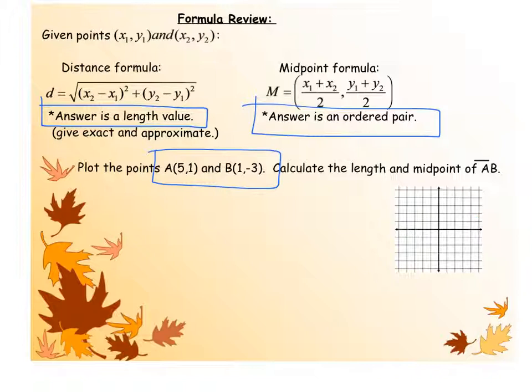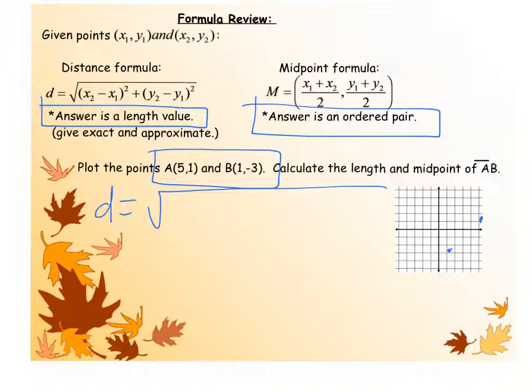I am very aware this is probably a little bit small and difficult to see, which is okay. The graph here is really not the focal point of what we're going to do. We've got 5, 1. And we've got 1, -3. We'll start with distance. This is really what I'm after here.